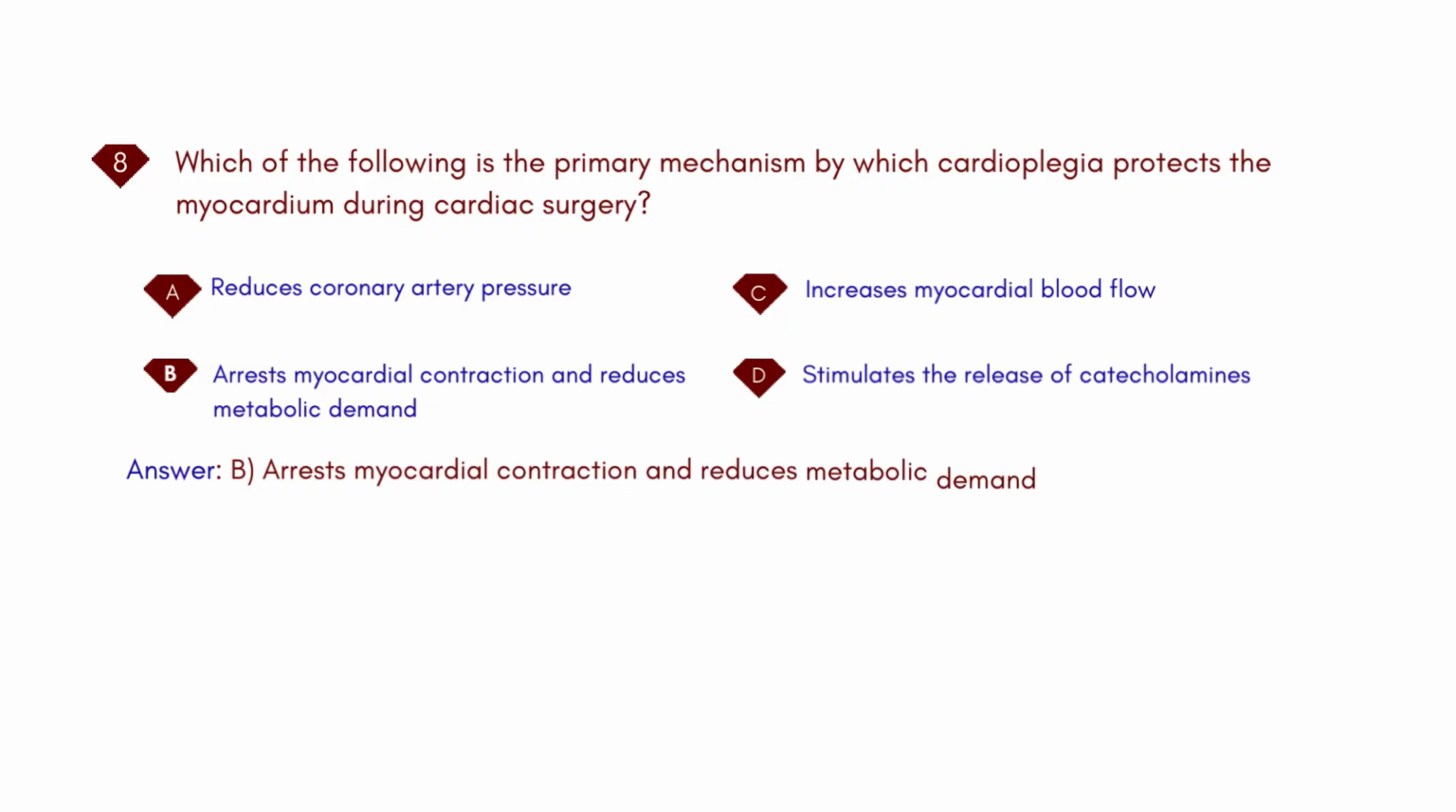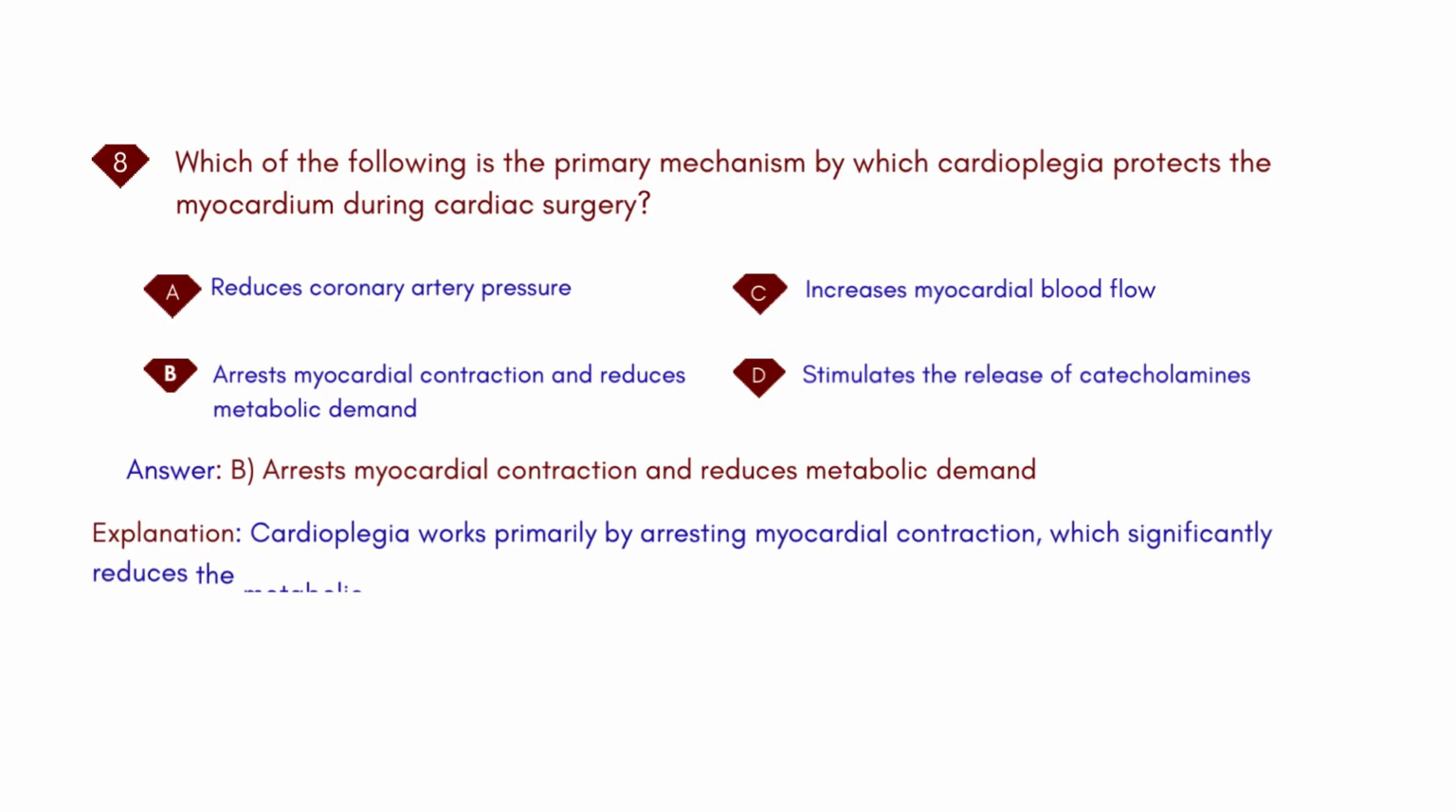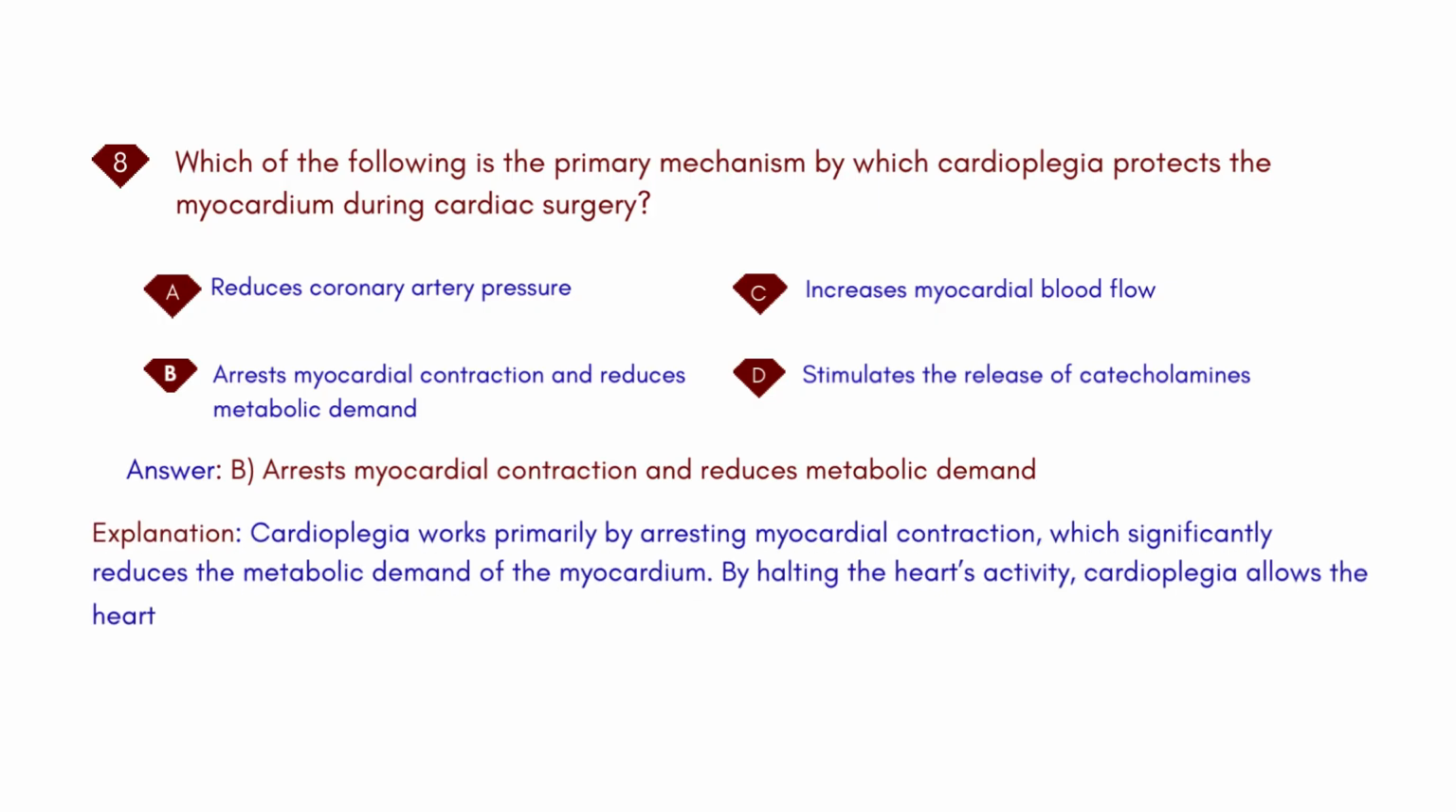Answer: B. Arrests myocardial contraction and reduces metabolic demand. Explanation: Cardioplegia works primarily by arresting myocardial contraction, which significantly reduces the metabolic demand of the myocardium. By halting the heart's activity, cardioplegia allows the heart to survive the ischemic period during surgery while minimizing cellular injury.